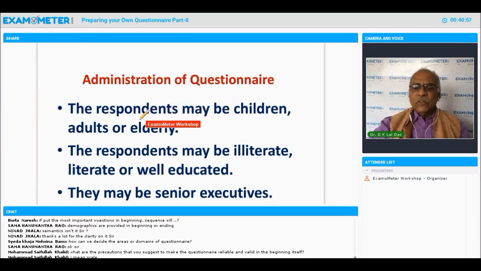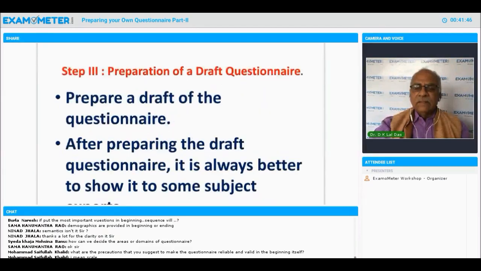For example, suppose you are preparing a questionnaire which you will give to children, then you have to make your questionnaire in very simple language, few questions, maybe pictorial answers sometimes. If it is for illiterate respondents, many things you have to just observe and record. Suppose you are preparing a questionnaire for senior executives. You have to remember that he may be a very busy person and he may not be able to answer your questions. So you have to be very brief, and only short questionnaires will work. So for administration of the questionnaire, you have to keep in mind these things.